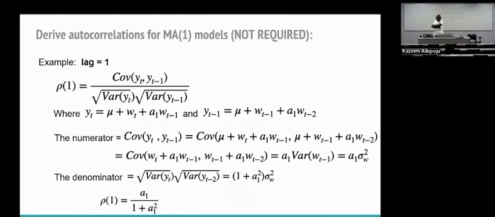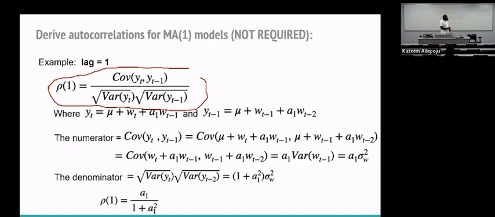The correlation formula between two variables is just going to be the ratio of the covariance divided by the square root of the variance of this, times the square root of the variance of that. And right now, I want to figure out rho 1. With MA(1), I can only find rho 1. For MA(1), rho 2 and above is going to be 0.